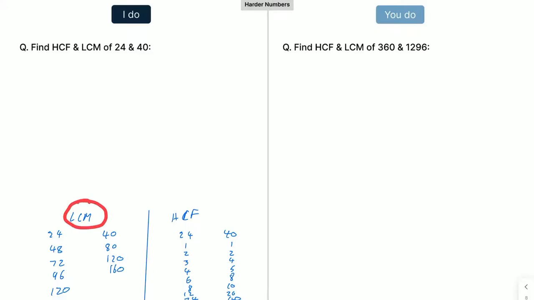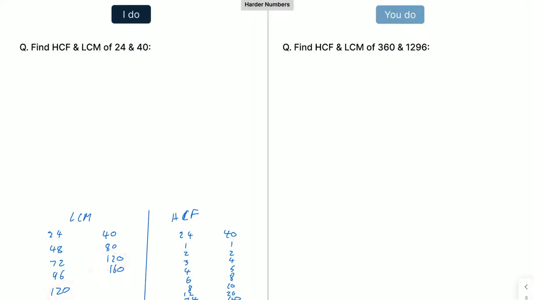So at the bottom here, LCM of 24 and 40, the way you do that is you list out all the multiples of 24, the multiples of 40, and you find the lowest common one. So in this case, the lowest common multiple is 120.